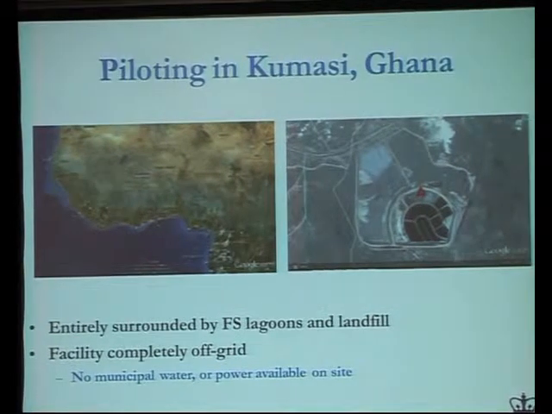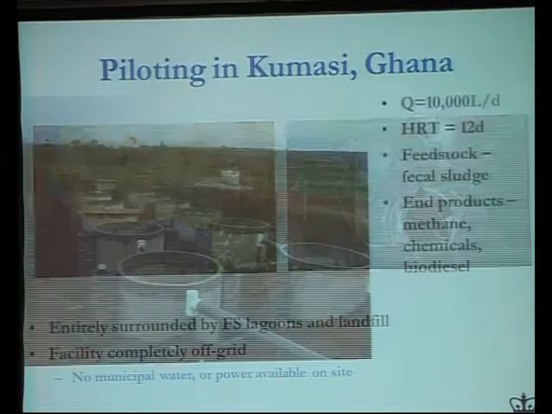fecal sludge. In fact, the design capacity is 1 truck of fecal sludge per day, which is 10 cubic meters per day. We are entirely surrounded by fecal sludge lagoons and a landfill. And we are completely off-grid. There is no power, there is no clean water, there's no gas available.